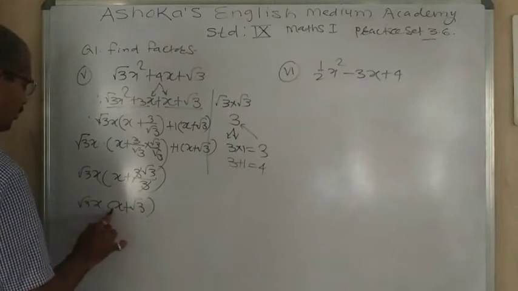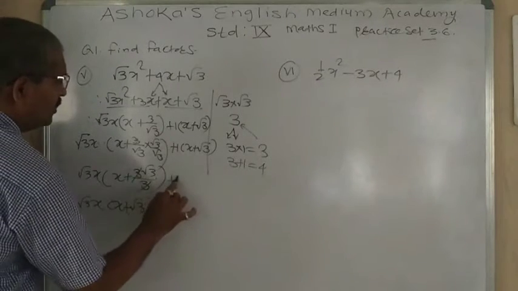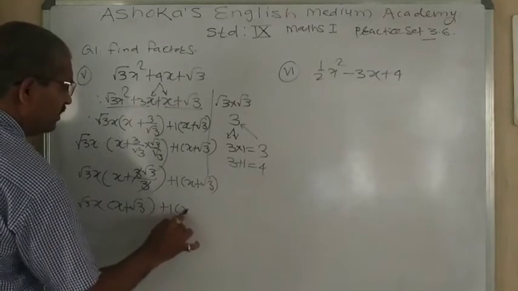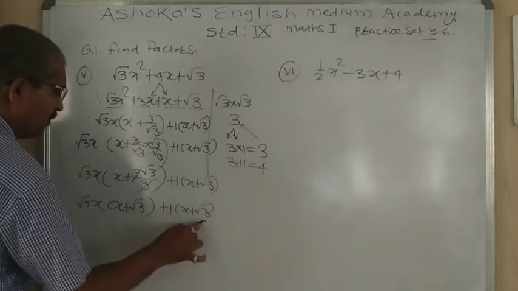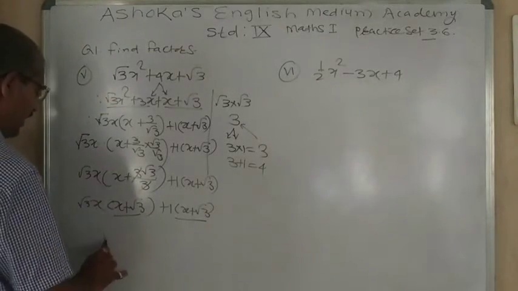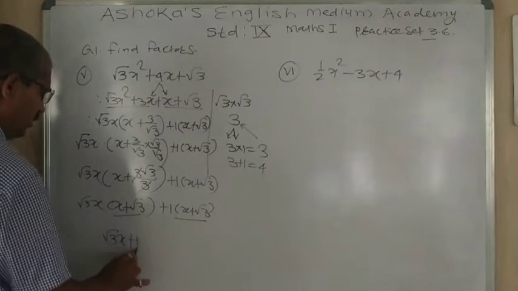Outside the bracket root 3 x, no change at all, and this 1 times x plus root 3. Again I am writing that the next term as it is. This is common: x plus root 3 is common. Now the answer is root 3 x plus 1.